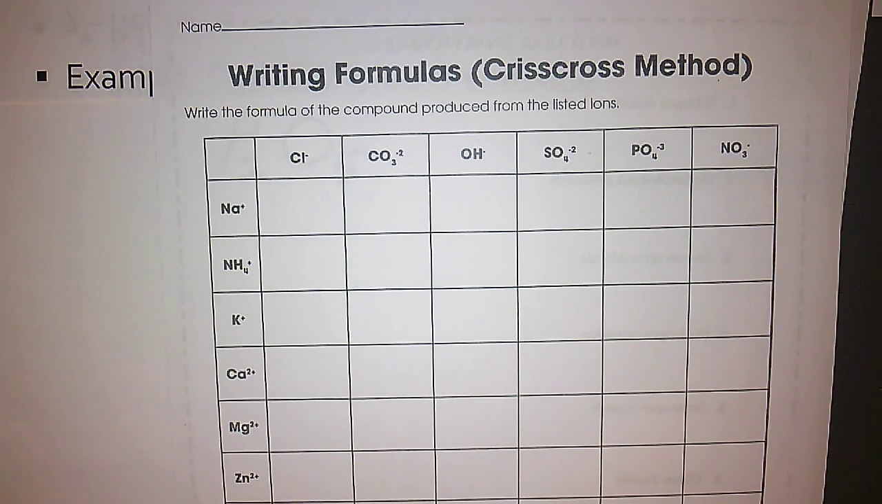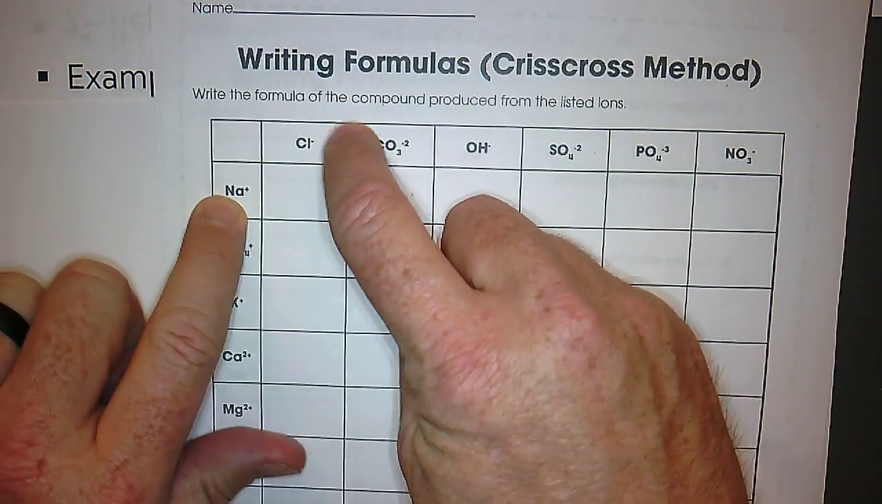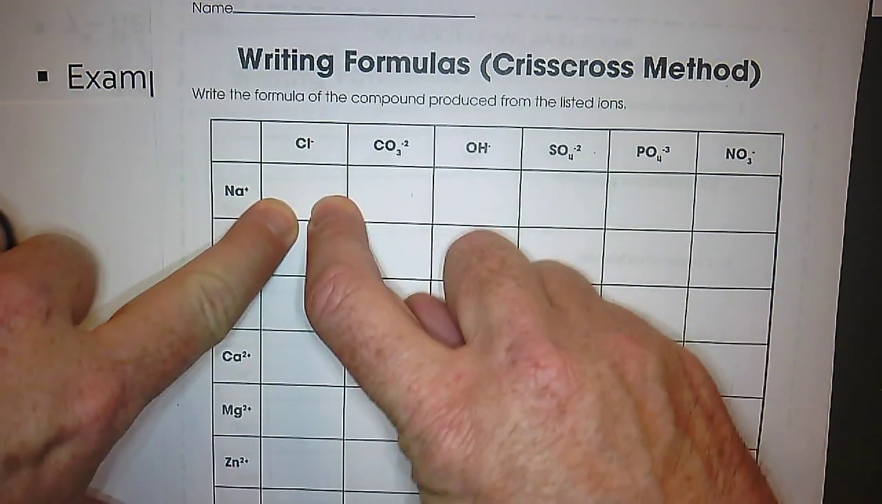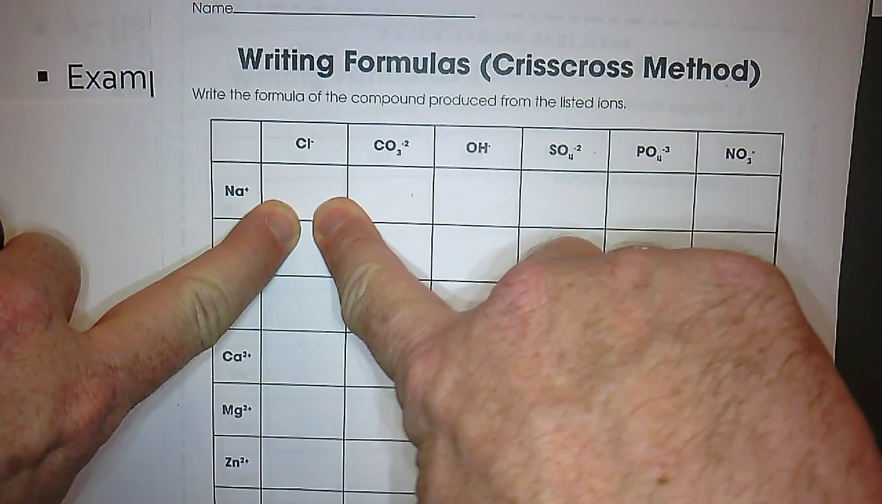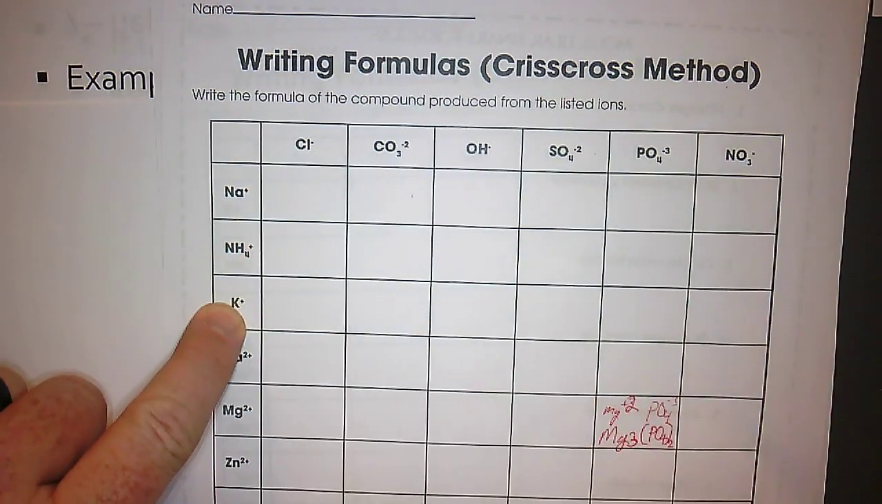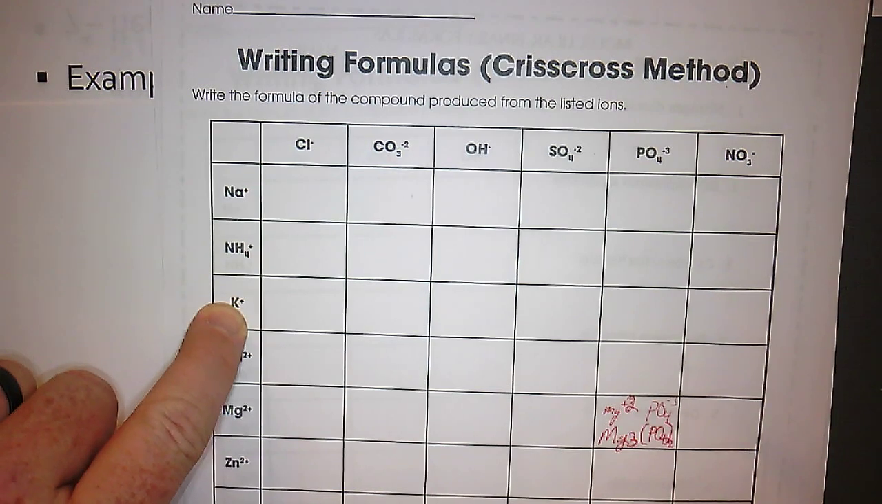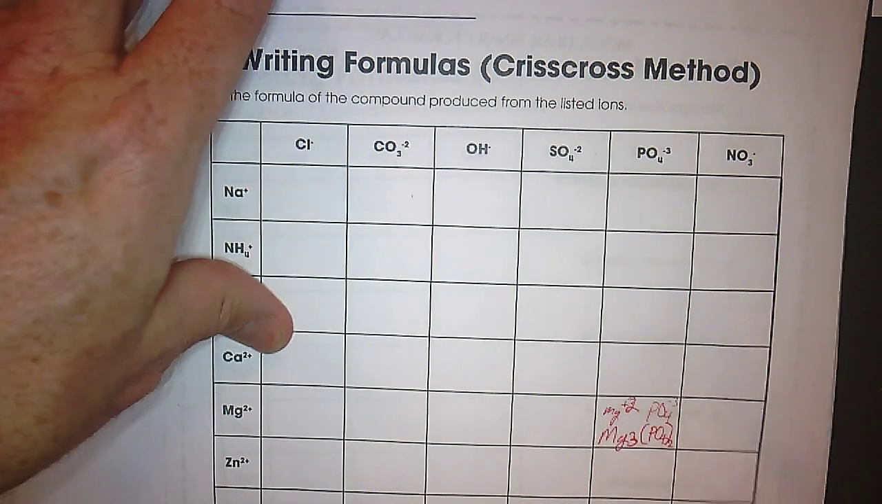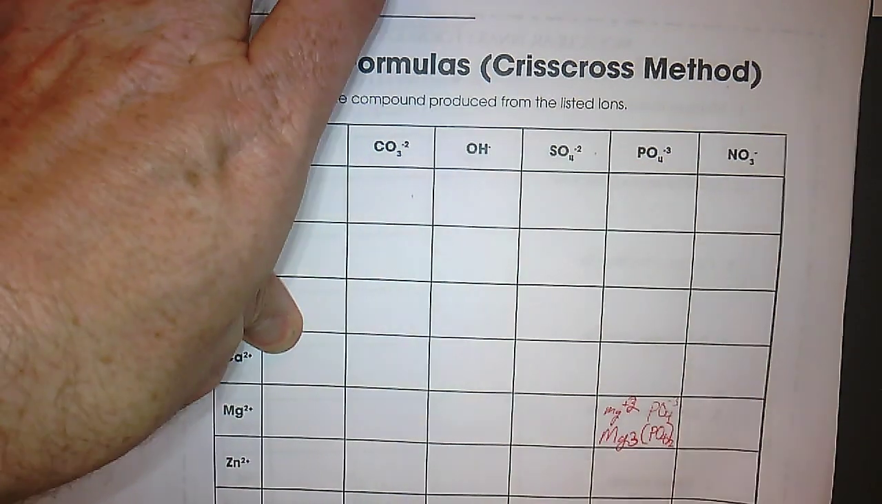Did you guys ever do multiplication tables like this? It's just like that. What you're going to do is take the positive thing and the negative thing, balance their charges like we've been doing, and put it here. Positive, negative, put it here. Remember, we always write the positive thing first. I don't care if you show it worked out in the box or not. So let's look at this one I've got worked out here.